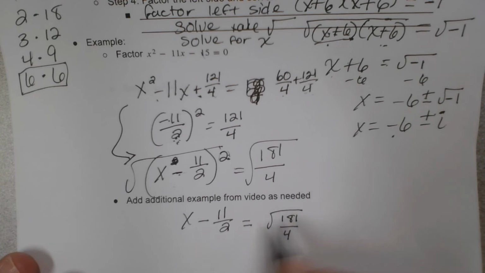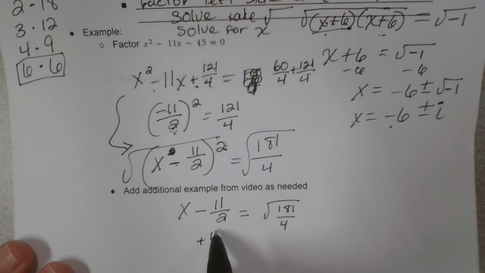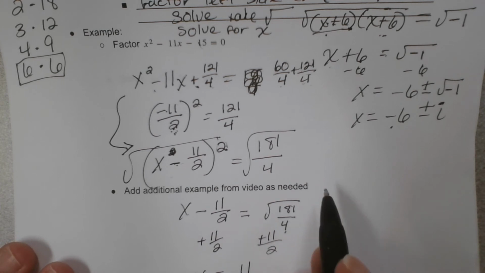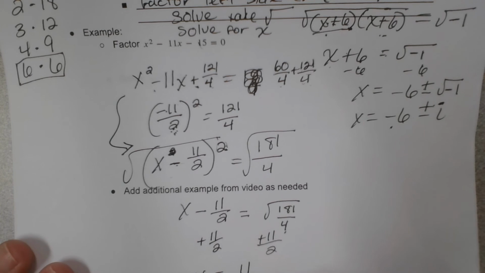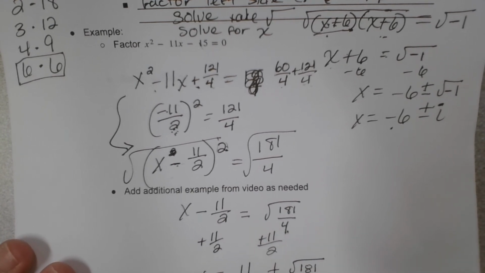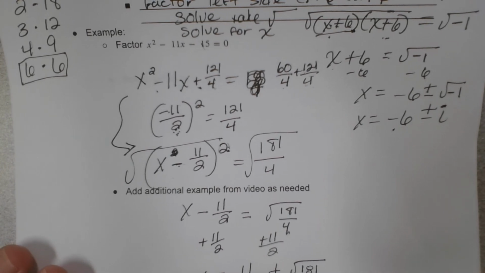Almost be too much. So I want to solve for x here. I'm going to add that 11 over 2 to both sides. And x equals 11 over 2. This is going to factor. And you don't have to worry about trying to factor that 181 because it's not a perfect square. So it is 11 over 2 plus or minus the square root of 181 over, what's the square root of 4? 2. That's a lot. A lot.